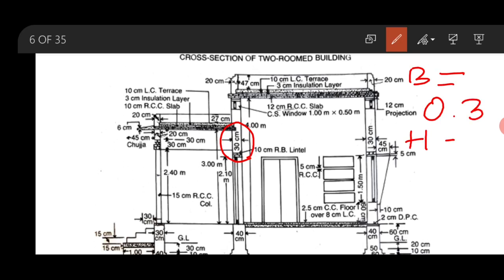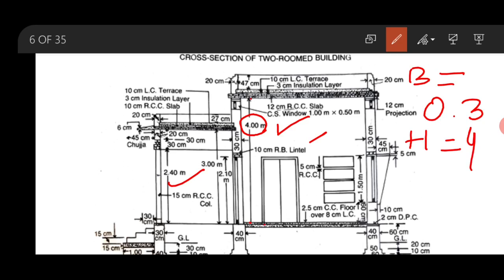What about the height of the superstructure work? This will be 4 meter. See here, this is the ceiling height of the room. This one is the veranda and this one is the room. So this 4 meter will be the height of the superstructure work, which is started from the floor level up to the bottom of the roof slab. So height is 4 meter. Clear?